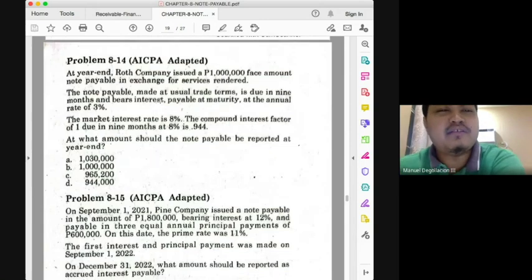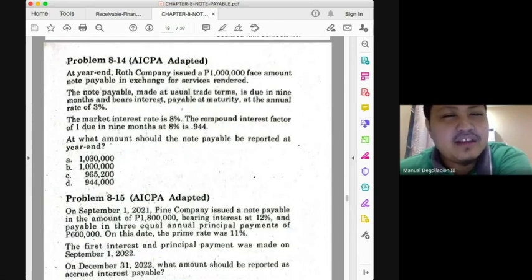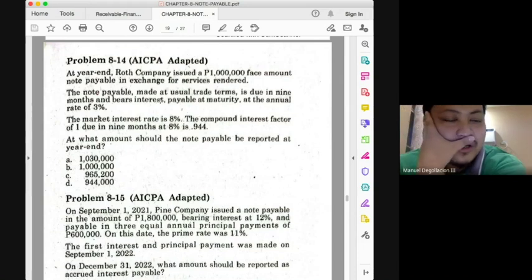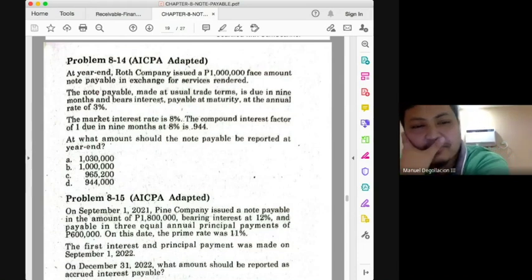8-14. At year-end, Roth Company issued a 1 million face amount note payable in exchange for services rendered. The note payable, made at usual trade terms, is due in 9 months and bears interest payable at maturity. The market interest rate is 8%. The compound interest factor due in 9 months at 8% is 0.944. At what amount should the note payable be reported at year end?